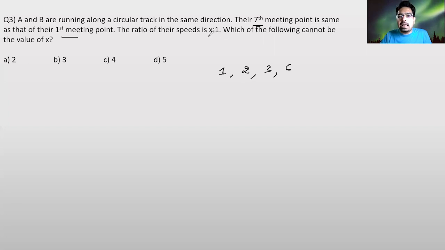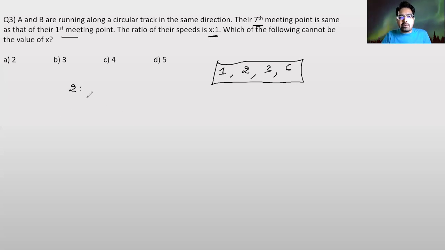Now understand this thing, x is to 1 is the ratio. So, and they are moving in the same direction. If I take the absolute distance or difference of these two values, that should give me the number of distinct points. If my number of distinct points is any one of these four values, then I'm fine with that. If that is not the case, then I'm not fine with that, and that value cannot be the answer.